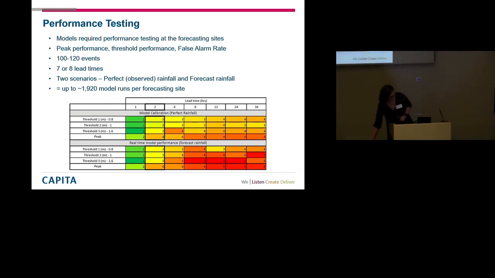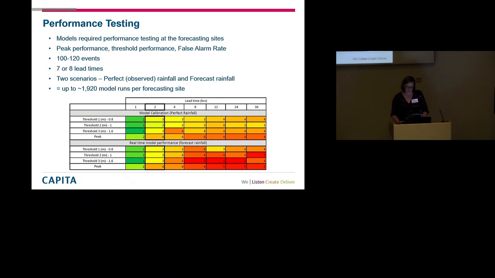So the final part of the modelling was looking at the model performance of the forecasting site. And this is what's known as performance testing. This involves running over 100 peak events and looking at the statistics for the peak performance, threshold performance, and whether the model is creating false alarms. So for example, if the model crosses a warning threshold but the observed data doesn't.